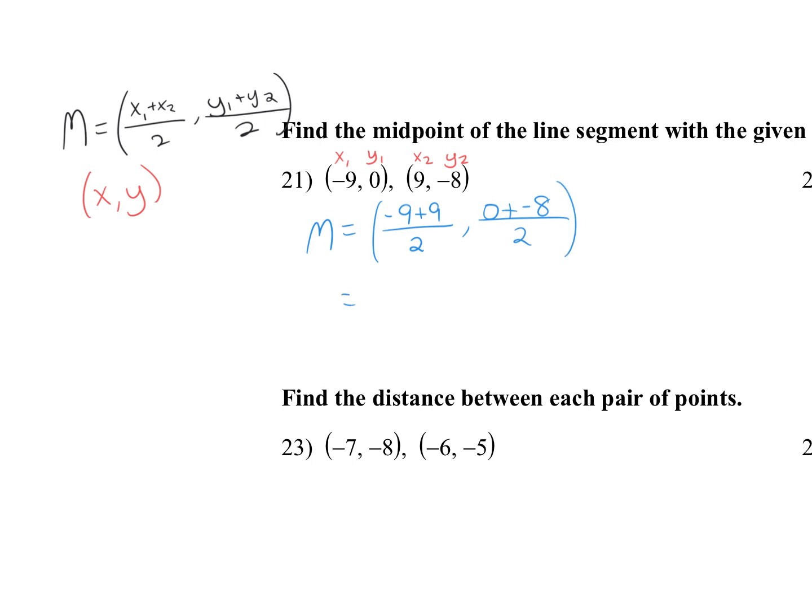So what's -9 plus 9? 0. What's 0 plus a -8? -8. And then simplify if you can. What's 0 divided by 2? 0. What's -8 divided by 2? -4. If you cannot simplify them, leave them as fractions or you can write them as a decimal.